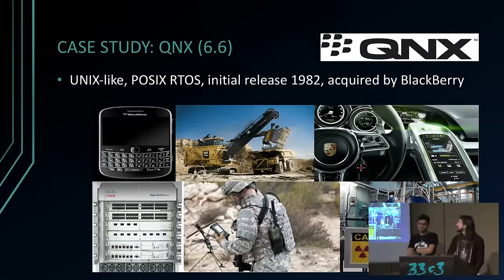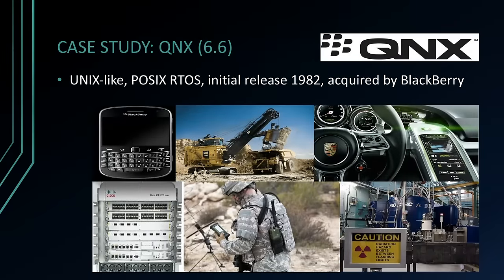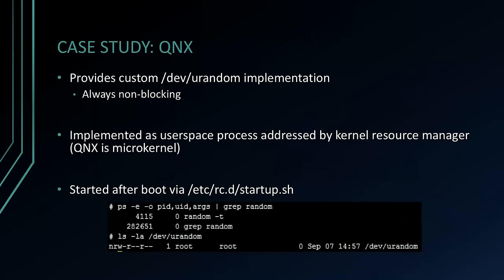So the first system we'll look at is QNX, which is a Unix-like POSIX-compliant real-time operating system, initially released in 1982 and later acquired by BlackBerry. It's basically the underlying operating system for BlackBerry OS. It's used a lot in automotive systems as well, particularly the entertainment systems. You also encounter it in carrier-grade routers, military radios, and some nuclear power plants.